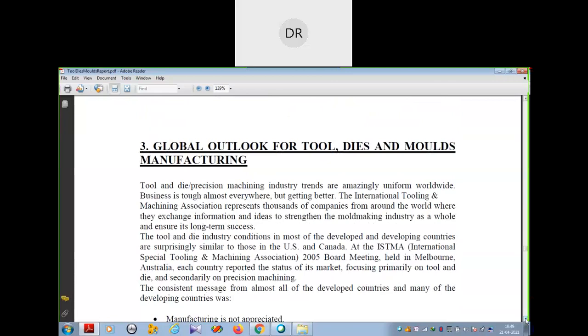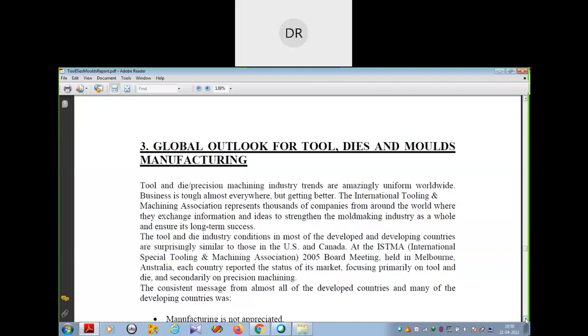When you consider tool, die and mold manufacturing, what is the global outlook? How does the industry look? This is also very important from the point of view of manufacturing. As we know, the tool and die precision machining industry is distributed uniformly worldwide. Though the business is tough almost everywhere, it is getting better.